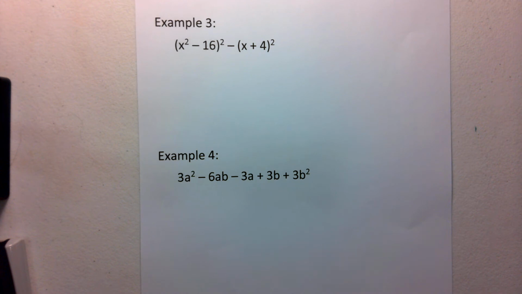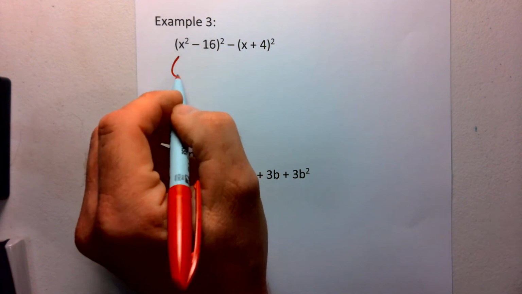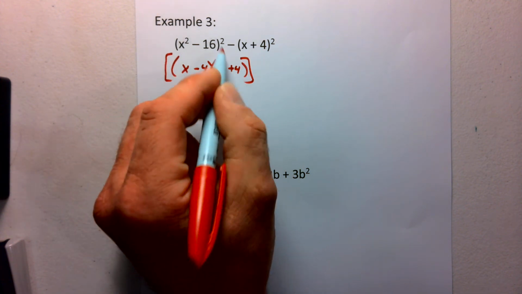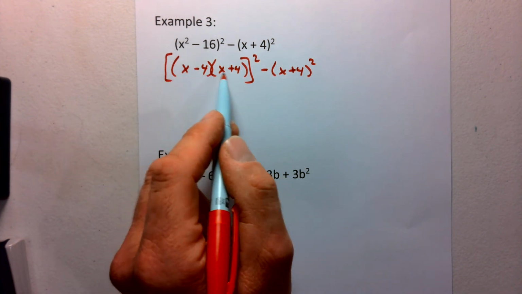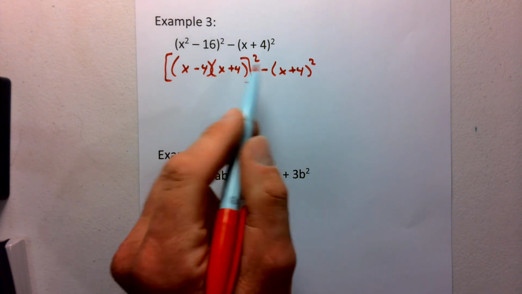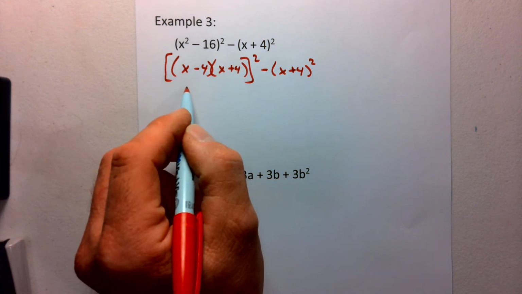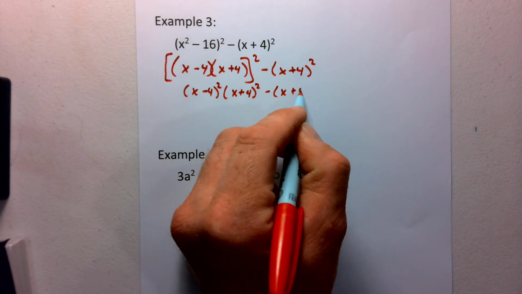In example 3 here we're getting into those factoring with quantities. So think about x squared minus 16 squared minus x plus 4 squared. Well, x squared minus 16, that should ring a bell to us. That's factorable. So we can write that as x minus 4, x plus 4. But remembering that's all being squared, isn't it? Alright, so we have x minus 4 times x plus 4 squared minus x plus 4 squared. Now what I can do is take that squared, and I can distribute it into each of these quantities, since it's being multiplied together. So I get x minus 4 squared times x plus 4 squared minus the quantity of x plus 4 squared.